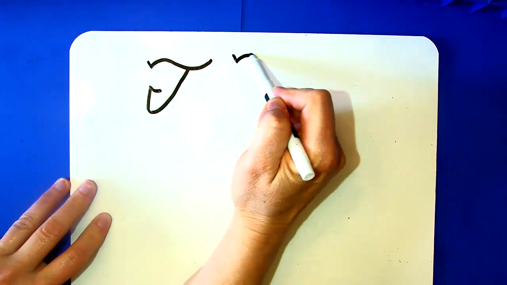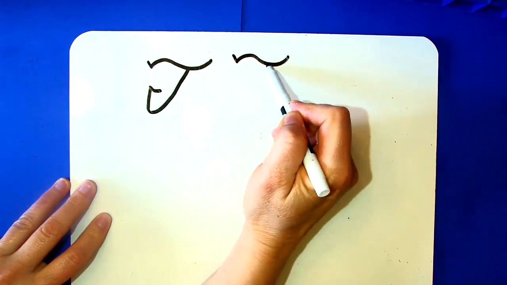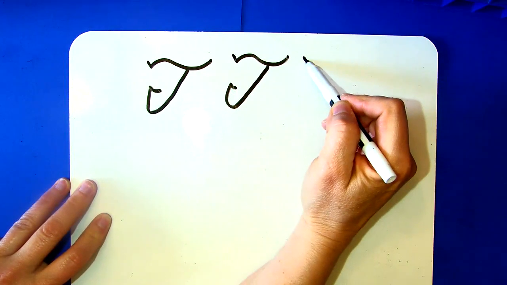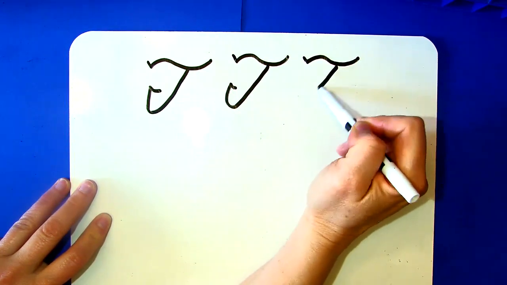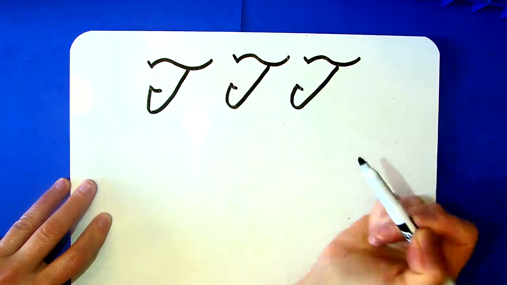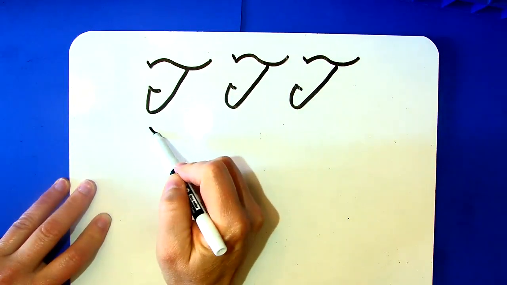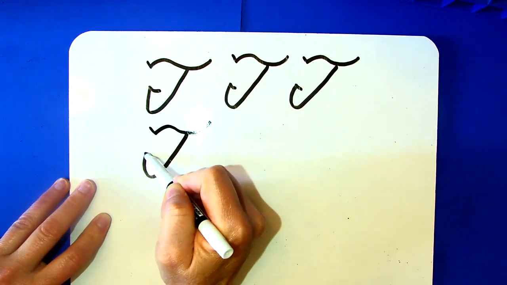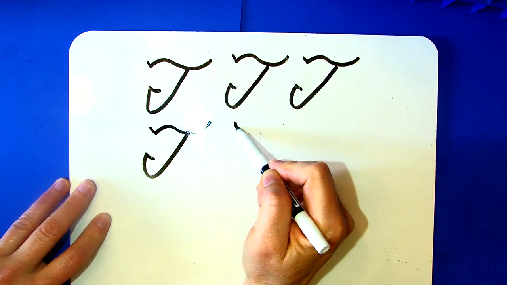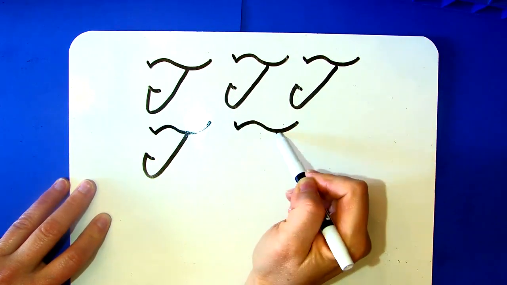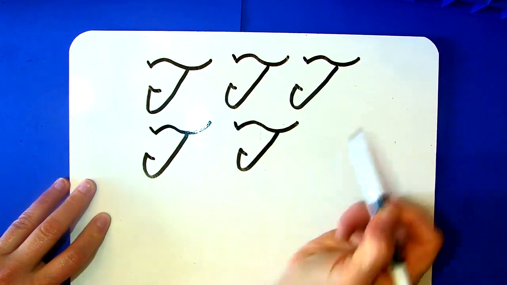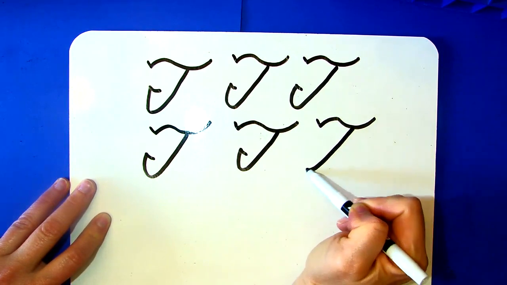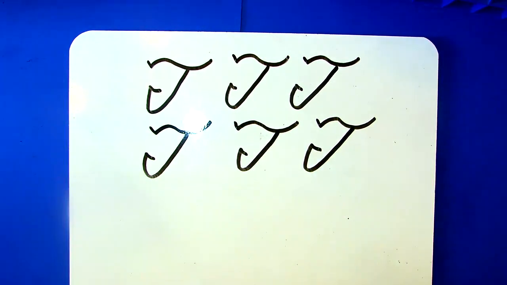Baby slant, up and under, lift your pencil, double curve, tail. Baby slant, up and under, lift your pen, double curve, tail. Baby slant, up and under, double curve, tail. That is your uppercase T.